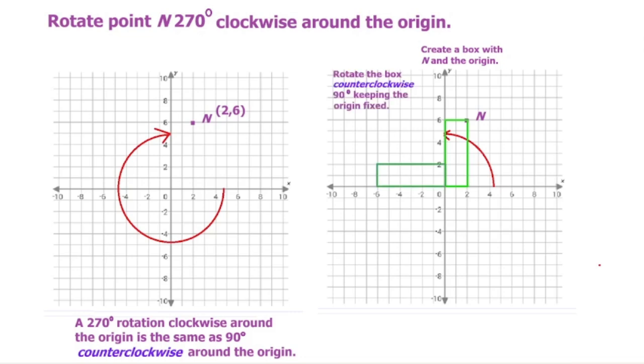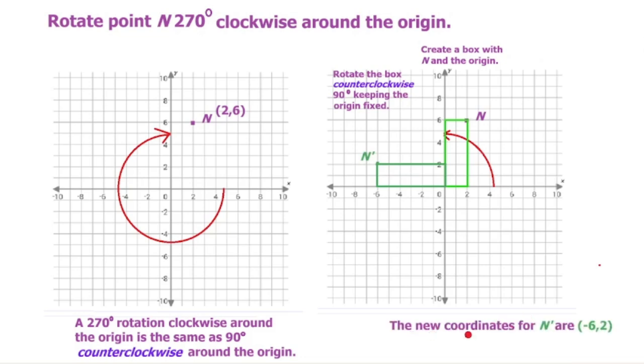Now, when we rotate the box counterclockwise 90 degrees, keeping the origin fixed, this is what happens. If we kick the box this way, right, we're just going to kick it, the origin stays fixed. It's just going to fall this way. And we could see this is N, and of course this is where N is going to end up, okay? There's N prime, the new spot.